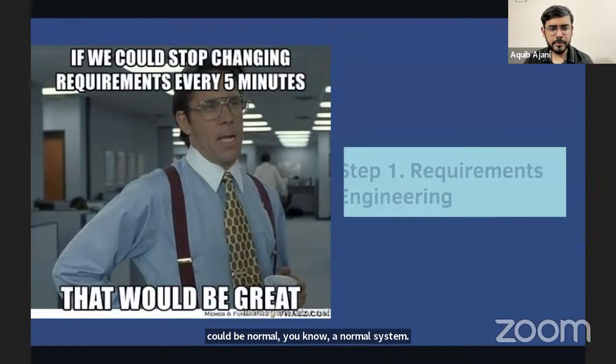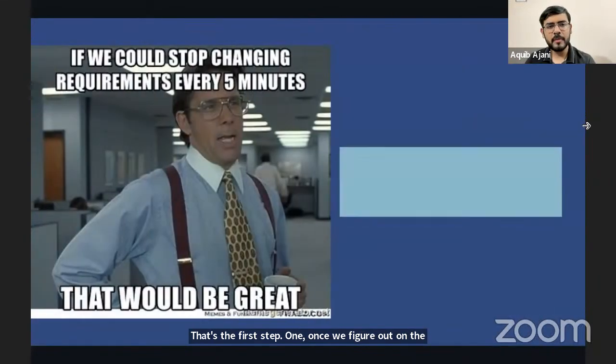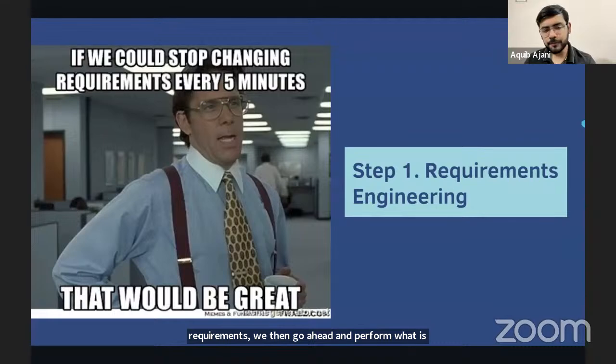So the first step in that process is called requirements engineering. This is where we figure out what needs to be in the application. What is the requirement? What is needed or required in the application? That's the first step. Once we figure out all the requirements, we then perform what is called requirements analysis, where we figure out how important a particular requirement is, how much priority we should give to it. Then the third thing is how much time it will take and how much it will cost us, all of those things.